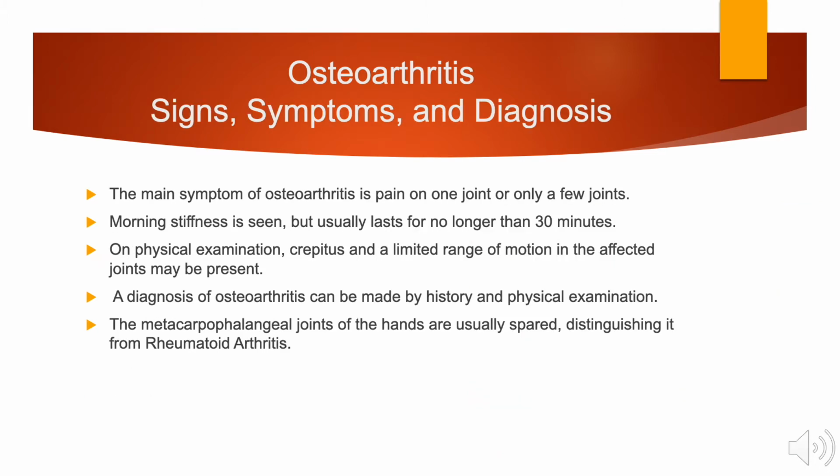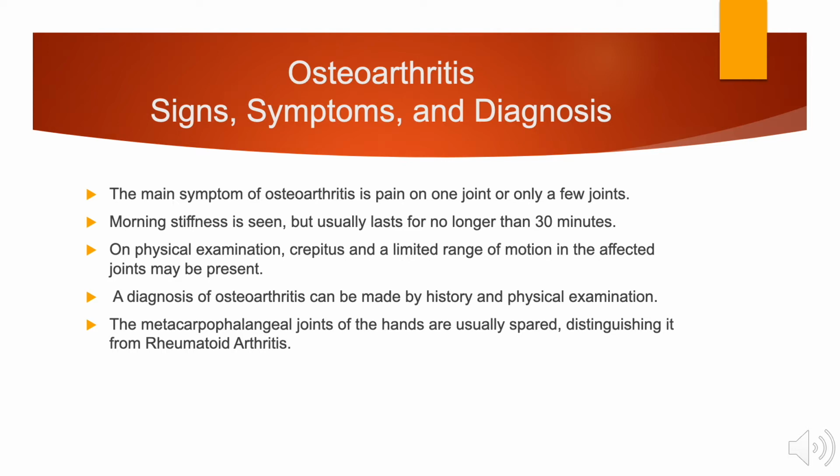The main symptom of osteoarthritis is pain in one or only a few joints, such as the hands, the hips, the feet, the knees, the cervical, and the lumbar spine. Morning stiffness is seen but usually lasts no longer than 30 minutes. On physical examination, crepitus and a limited range of motion in the affected joints may be present. Deformities and subluxations may be seen, as well as bony overgrowths.